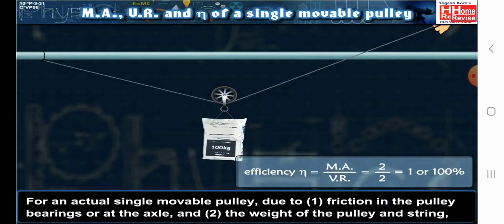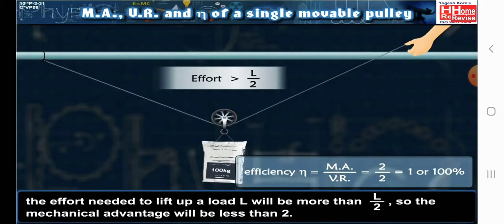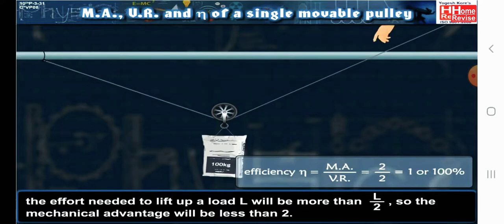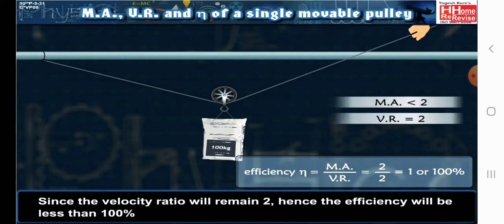For an actual single movable pulley, due to 1. friction in the pulley bearings or at the axle, and 2. the weight of the pulley and string, the effort needed to lift up a load L will be more than L by 2. So the mechanical advantage will be less than 2. Since the velocity ratio will remain 2, hence the efficiency will be less than 100%.